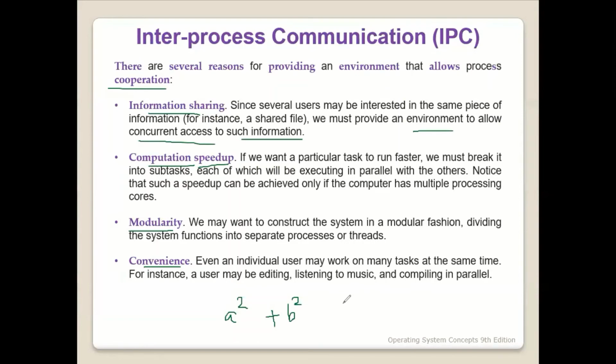Let's assume only one process is doing the task. It will calculate the a square, maybe taking 1 millisecond, then calculate the b square, maybe 1 millisecond, and add up the answer, taking another 1 millisecond. So you need 3 milliseconds. Instead, if you have concurrent processing, the time will be shorter, and shorter means faster. Do you get the idea? This is for speeding up computation.